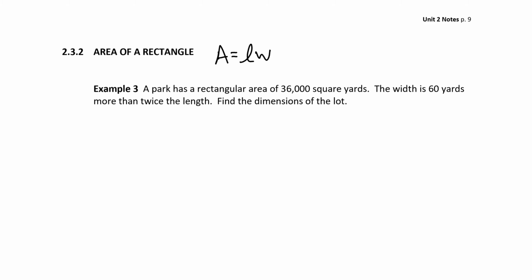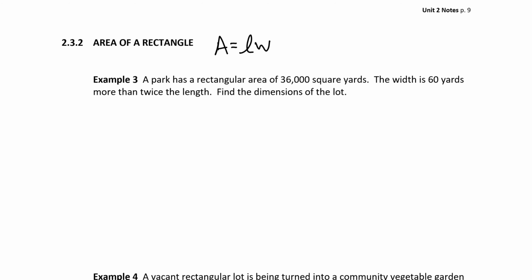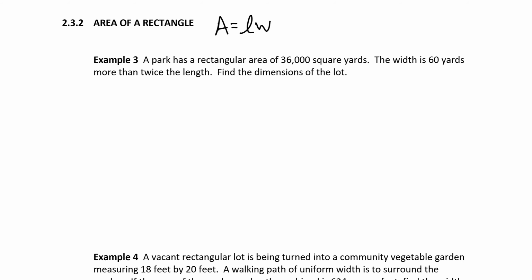Example 3. A park has a rectangular area of 36,000 square yards. The width is 60 yards more than twice the length. Find the dimensions of the lot. So we're dealing with a rectangular park. I'll draw a picture of the rectangle. And we're told that the area of this park is 36,000 square yards. The width is 60 more than twice the length.